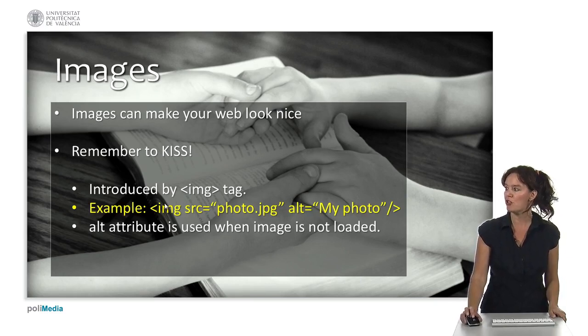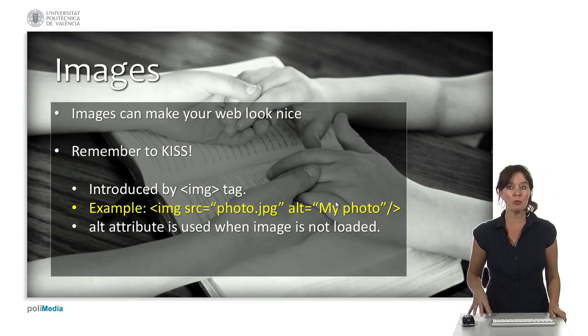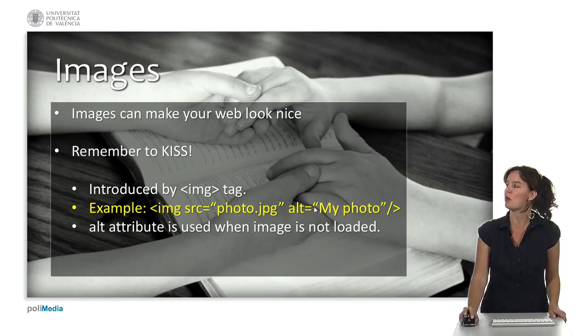So we have an image. The source of this image is this photo. And the alternative text, which we're going to put if the image is not loaded, for example, is this text, my photo. So this is the alt attribute of the image tag.